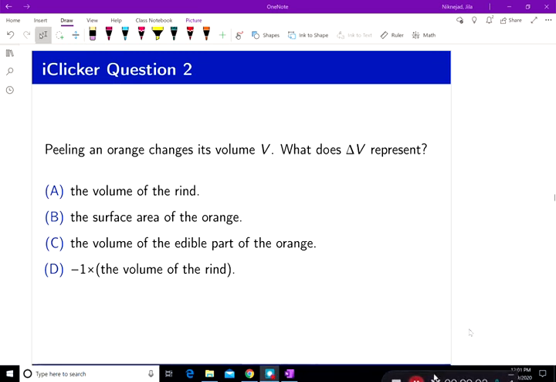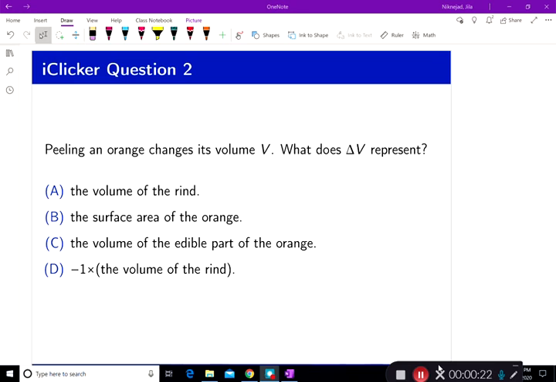We're continuing with section 4.1. I click at question 2. The question is asking, peeling an orange changes its volume V. What does delta V represent? And I recommend stopping the video and thinking about this.